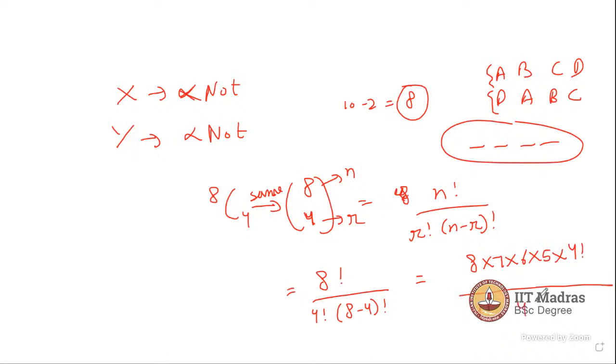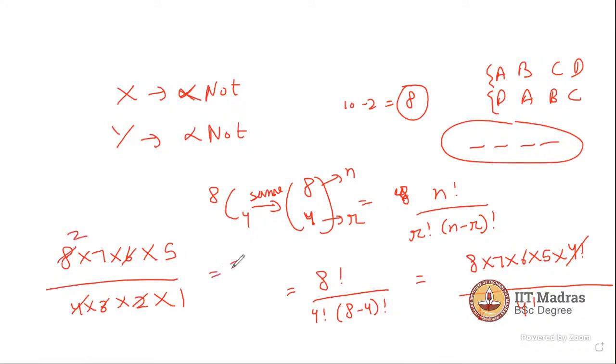4 factorial and 4 factorial get cancelled out. So it's 8 times 7 times 6 over 4 factorial. I can open 4 factorial as 4, 3, 2, 1, and you can do the calculation: 3, 2, 6, 2, 70, right?